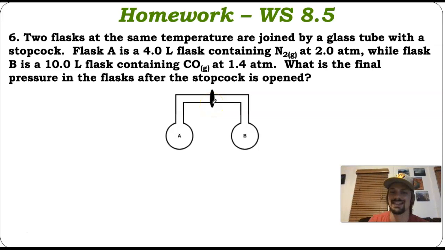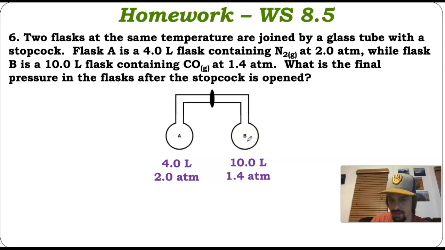Okay, flask A is 4 liters and has a pressure of 2 atmospheres. Now this is not drawn to scale because flask B is 10 liters. Now this should be drawn a lot bigger, but I just pulled a picture off the internet. This is the best I could find. But anyway, doesn't matter. So here is my pressure and volume of flask A. Here is my pressure and volume of flask B. What is the final pressure when I open up that valve and allow A to mix with B?